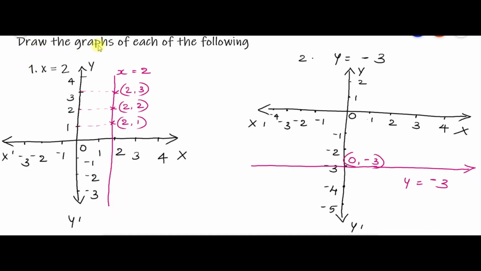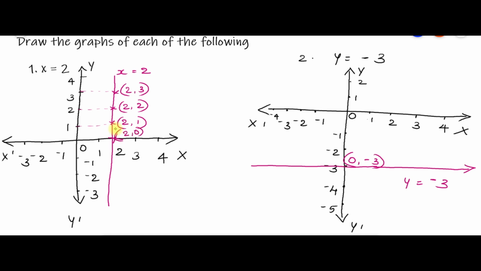First question, draw the graph of each of the following. First question, x is equal to 2. So you know that x is equal to 2 means that y value will be equal to 0 because only x value is given. So you can here denote a point in such a manner that x is equal to 2. Here it is your point 2, 0.